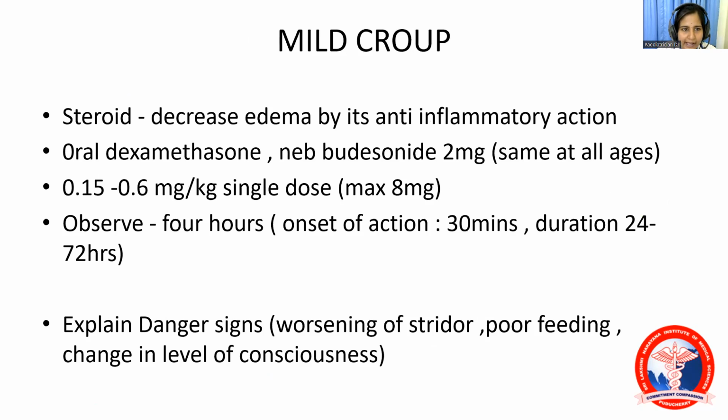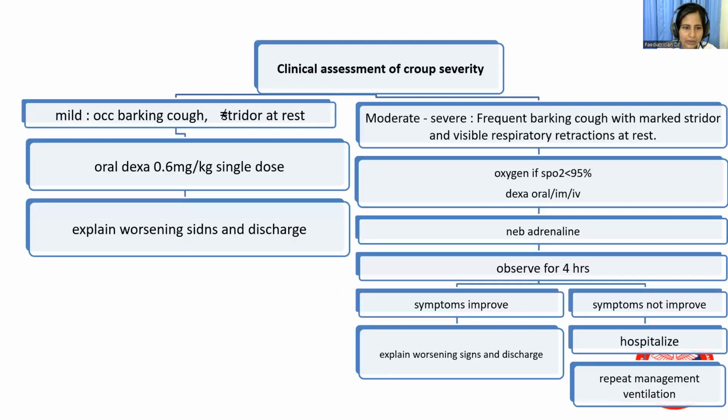Initially, you will secure the airway. If it is mild croup, you will give oral dexamethasone 0.6 mg per kg single dose and observe for 4 hours. If the child is okay, then you will explain the danger signs and discharge. If it is moderate to severe croup, you will give oxygen, steroid, and adrenaline and observe for 4 hours. If symptoms improve, you will explain the danger signs and discharge. If symptoms do not improve, you need to hospitalize the child, repeat the management, and give ventilation.